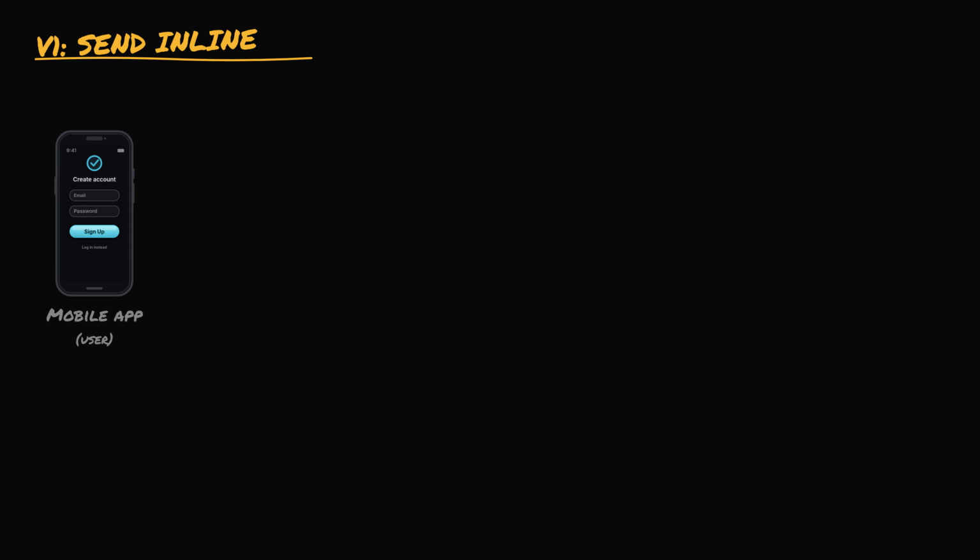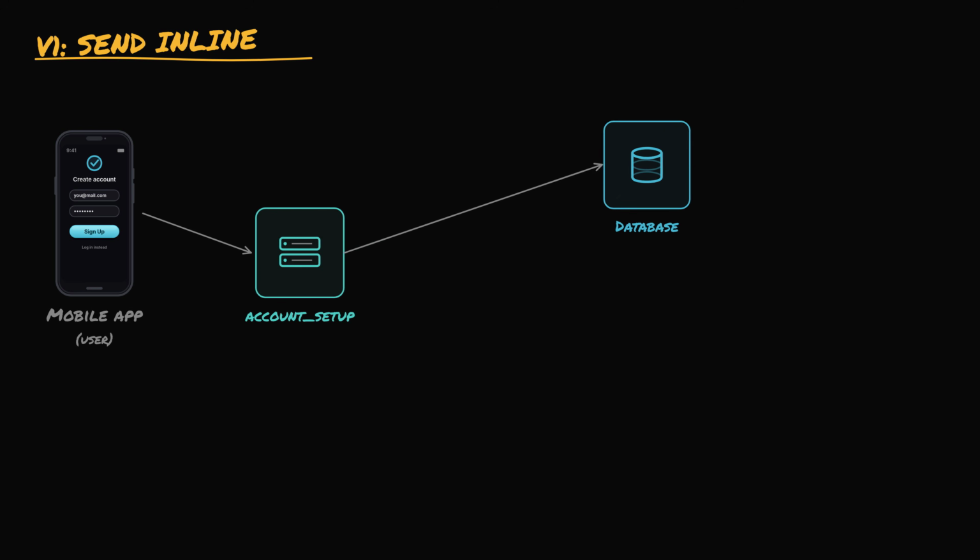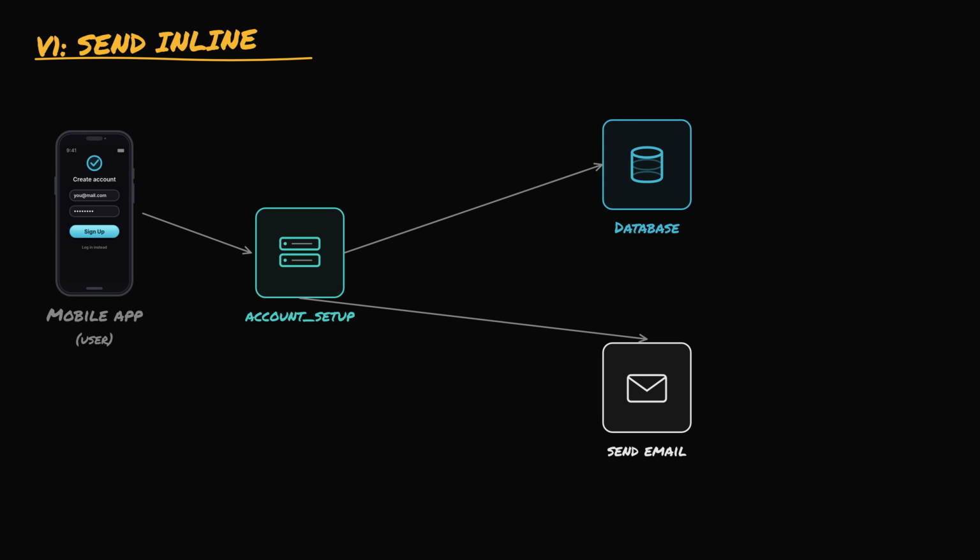Version 1, the naive approach. To sign up, the user adds their details and clicks the Submit button. The backend service called Account Setup creates the account, saves details in the database, and then the Account Setup service calls the Send Email service, and the email is sent immediately. After sending the email, the Account Setup confirms that the account is created.